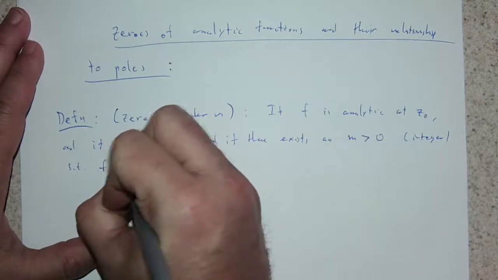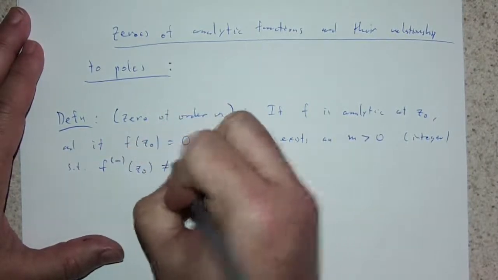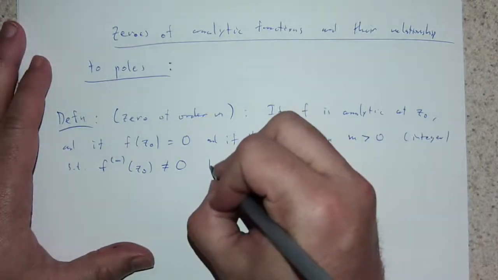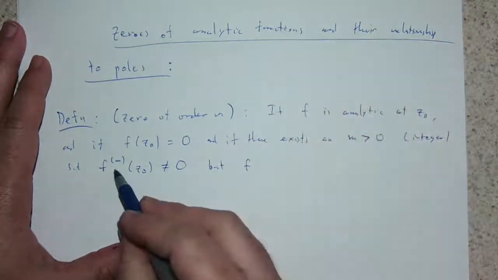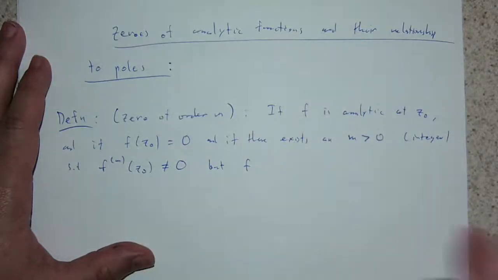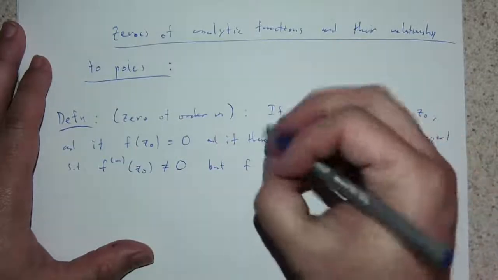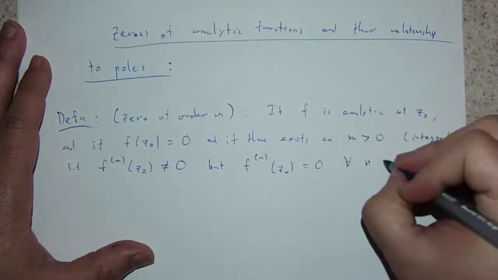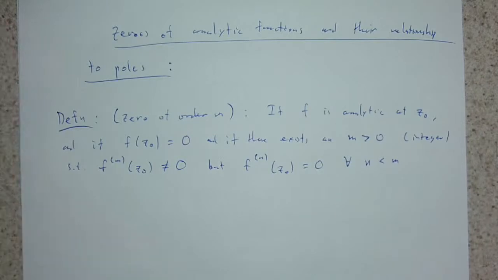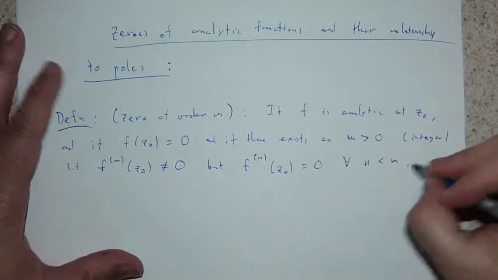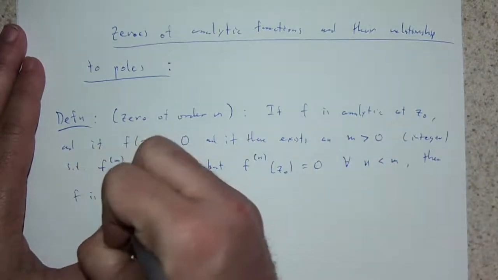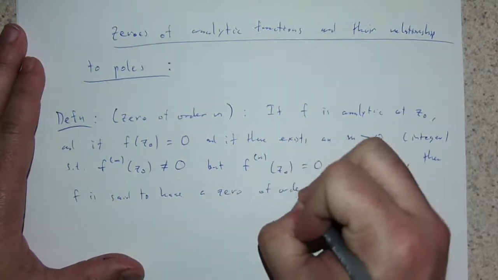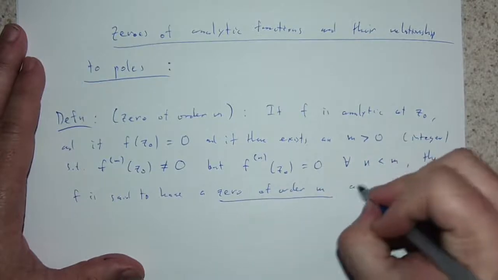the mth derivative of f at z naught is not 0, but the nth order derivative of f at z naught is equal to 0 for all n strictly less than m, then f is said to have a 0 of order m at z naught.